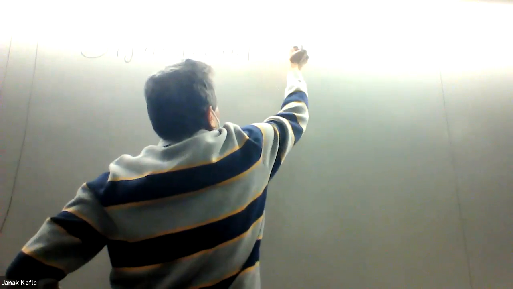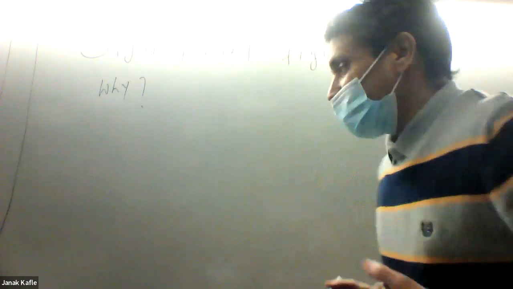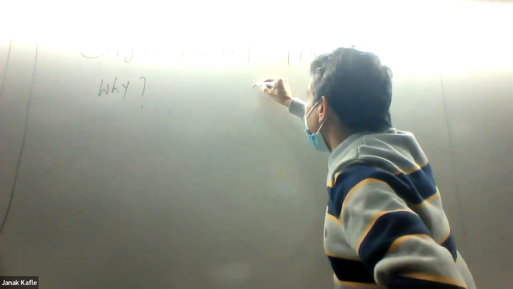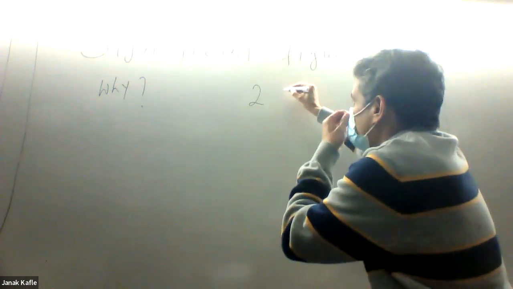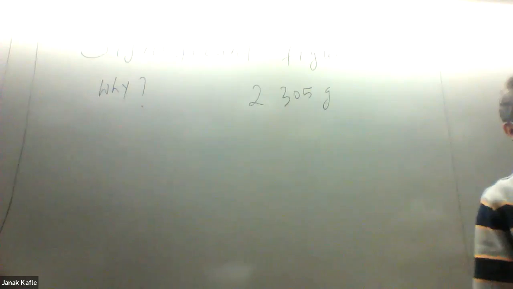Significant figures. So this is about chemical calculations. Why do we need the significant figures concept in chemistry? For example, you go to the laboratory and measure three things. Let's say you measure the mass of an object and you find that the mass of the object is 2.305 gram.